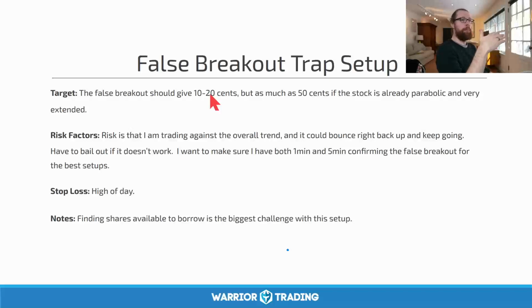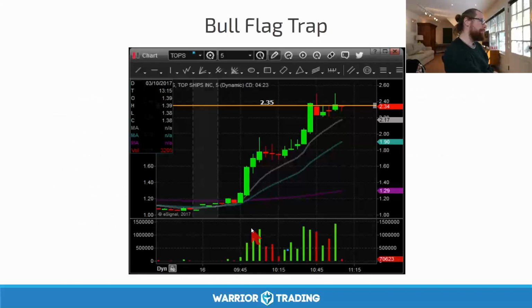Now, if you're short below the volume weighted average price, the stop would usually be just above the volume weighted average price. And the note, as always, for this section of the class, or for chapter 10, is that finding shares available to borrow will be a big challenge with this setup.